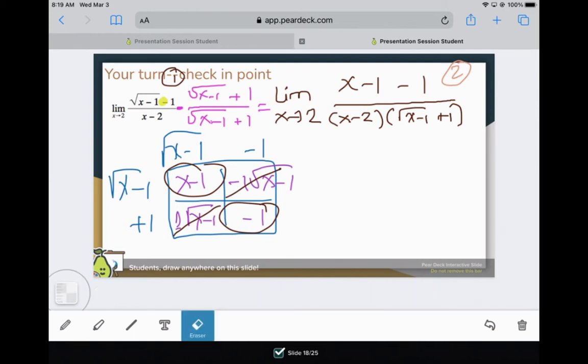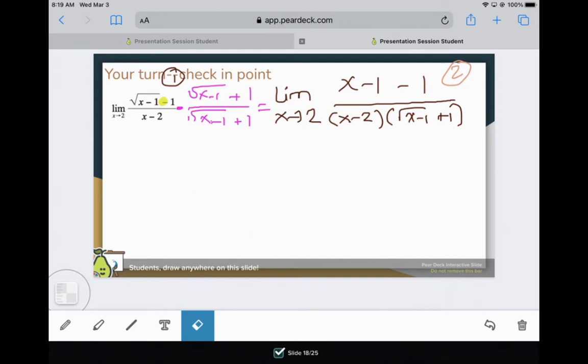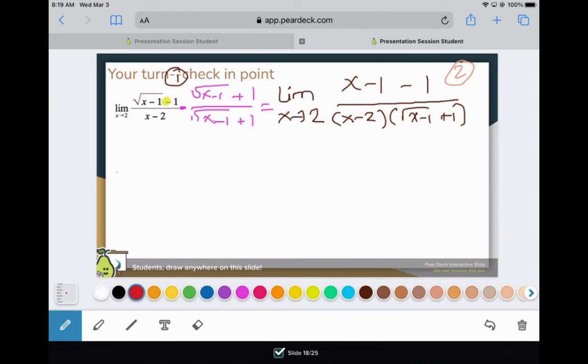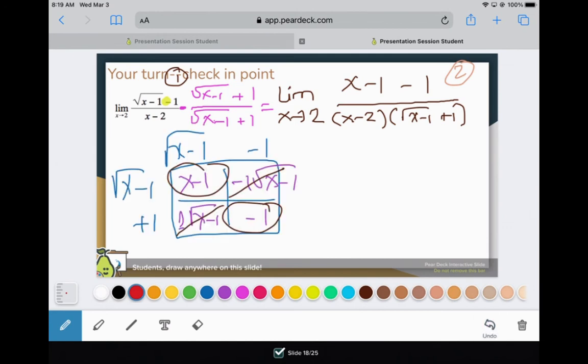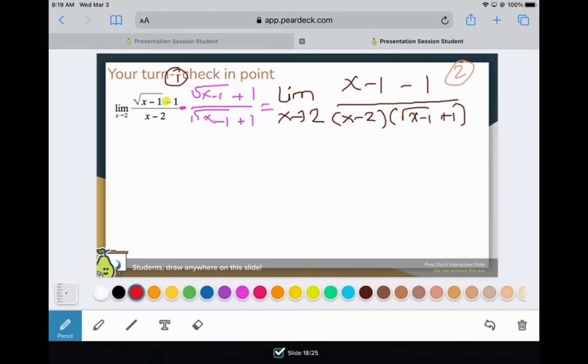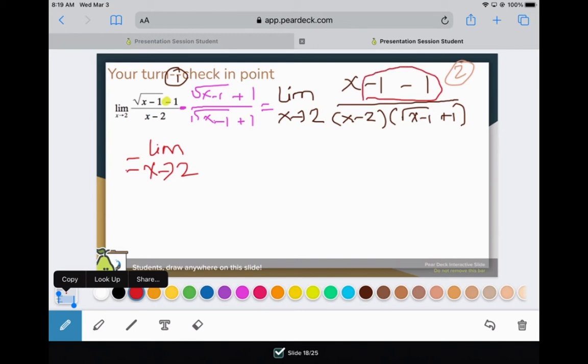All right, so I'm going to clear the box. So over here, I'm going to do the next steps. Limit. I need to erase this. Okay. So this one is equal to limit x approach 2. Up here, I can see x minus 1 and minus 1 that will turn into x minus 2.